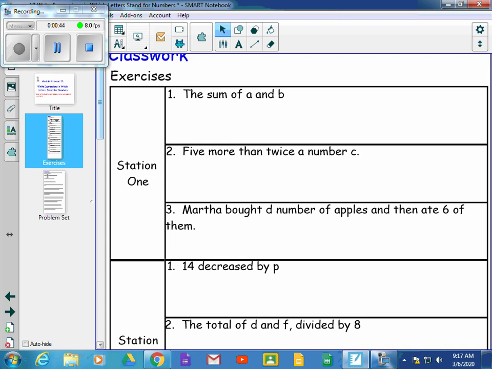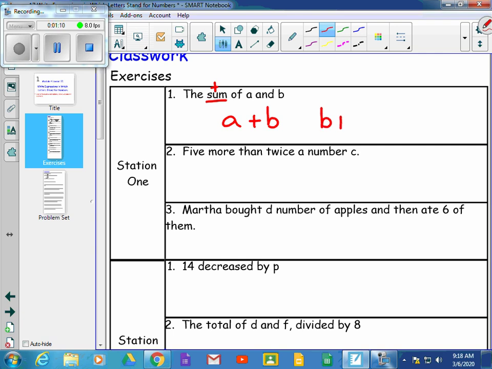If we look at number 1 in Station 1, it tells us the word expression, the sum of A and B. We have to write an algebraic expression that represents that. The key word there is the sum. Sum tells us that we're going to be doing some adding. So the two things that we are adding are A and B. So the algebraic expression that represents that is A plus B, or if we apply the commutative property, B plus A.